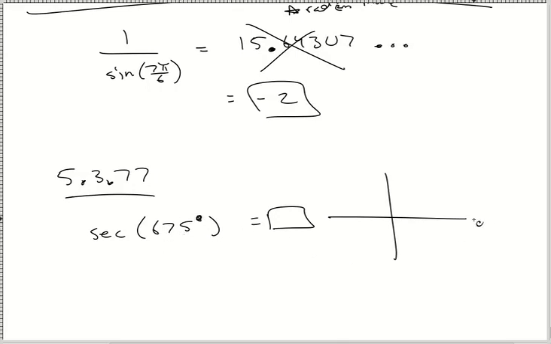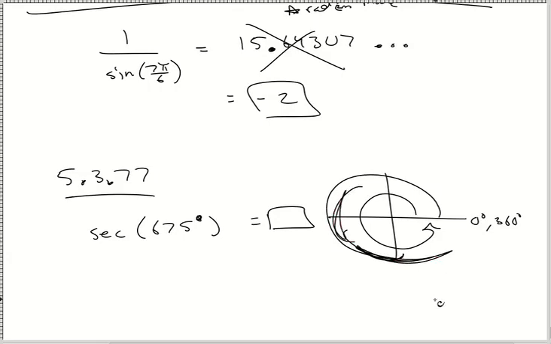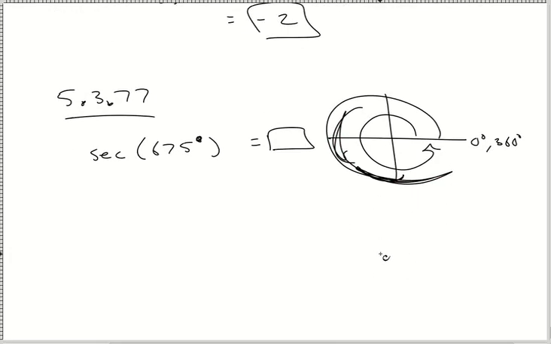675, where is that? Well, this is 0. That's 360. Yeah, I don't know. It's somewhere down here, maybe over there. Somewhere around here. I have no clue, but it's too far for me to know. And so I'm going to subtract 360 to make it coterminal and find out something that's a little bit better.